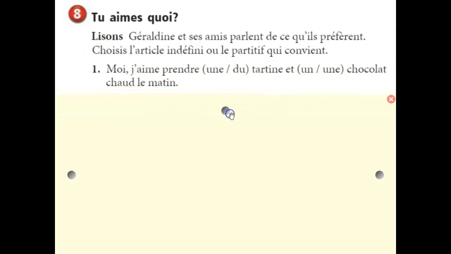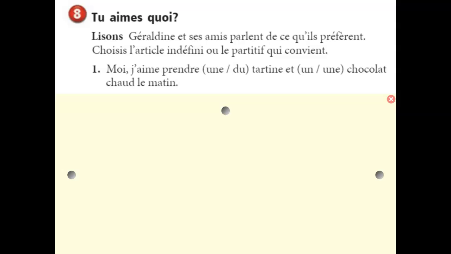So what you're going to do for each of these sentences is you're going to have a sentence, and before each item, like before the word tartine, you have two choices. So une or du to go along with tartine. And then before chocolat chaud, you have two choices, un or une. Your job is to decide, based on what you know and using your vocab sheet, which is the correct article to go in front of tartine and which is the correct article to go in front of chocolat chaud. And of course, you should also be thinking about what that sentence means so that you can practice your vocabulary.